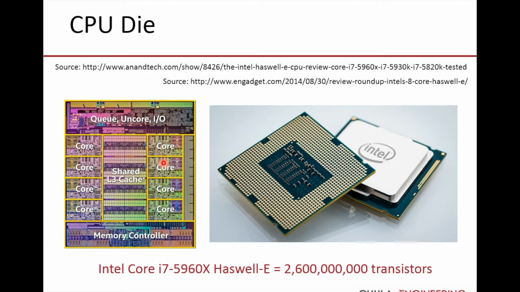In addition, not only do they have cores inside the CPU die, they have other stuff. For example, a memory controller to connect to the outside memory. They have cache to help the CPU execute faster. And they have an I/O controller and other stuff.